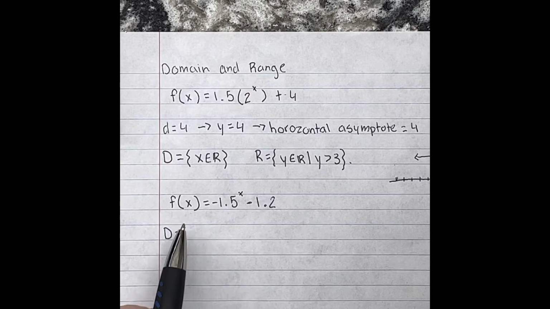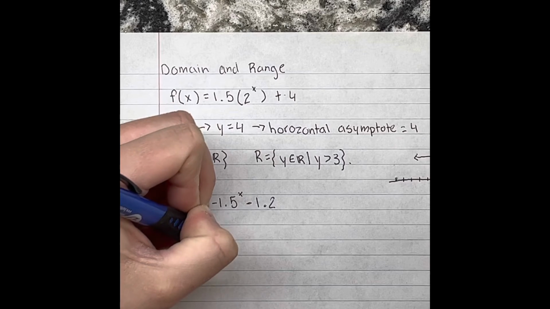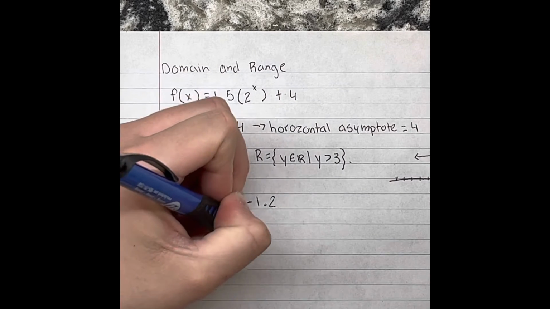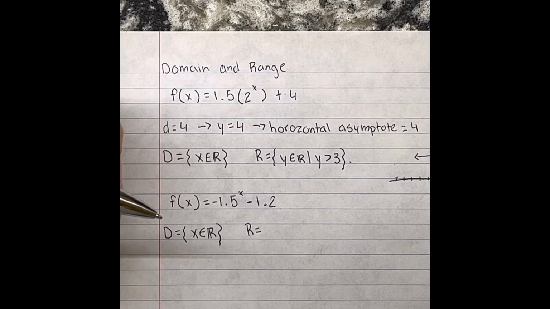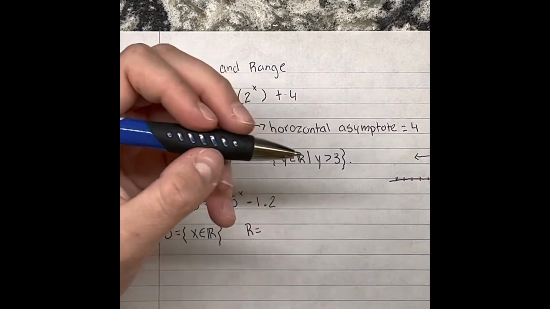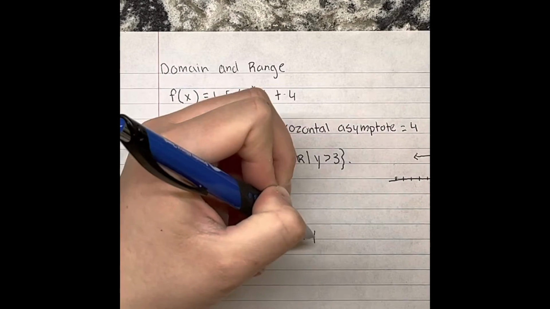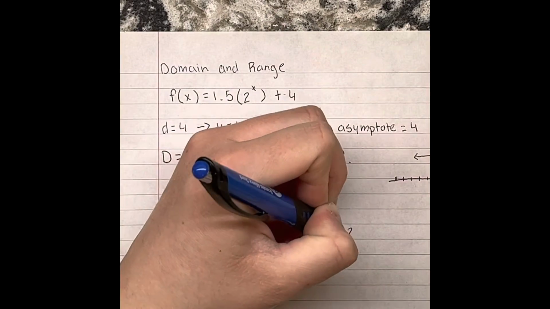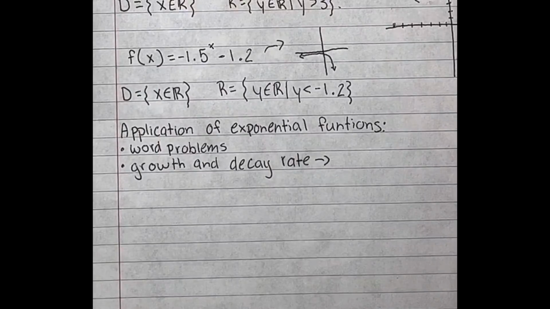Moving on to our second example, we can say that the domain is once again a set of real numbers, and there are no restrictions on this one either. And the range is a set of real numbers with a restriction of y being greater than negative 1.2 because it never touches it.